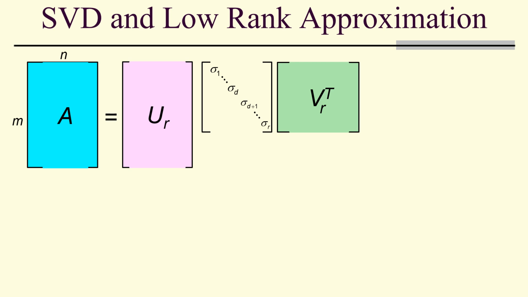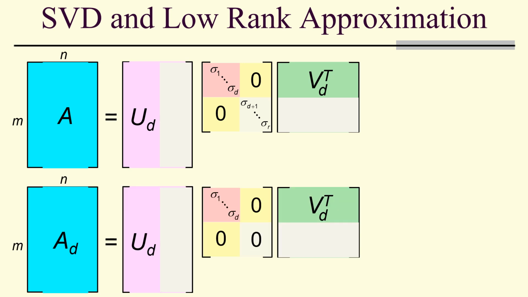So for example, let's look at the singular value decomposition and low-rank approximation. We can divide our U and our V into those corresponding to the first D singular values and those corresponding to the remaining. And we can introduce a new matrix, A sub D, where we have the same U and V with the same subdivisions.